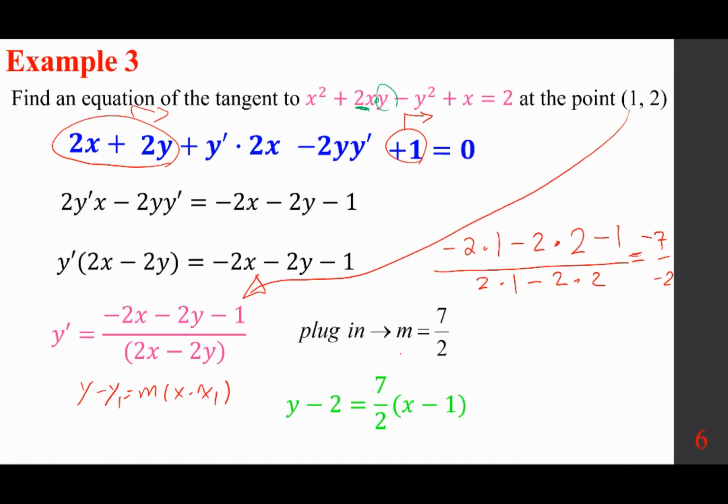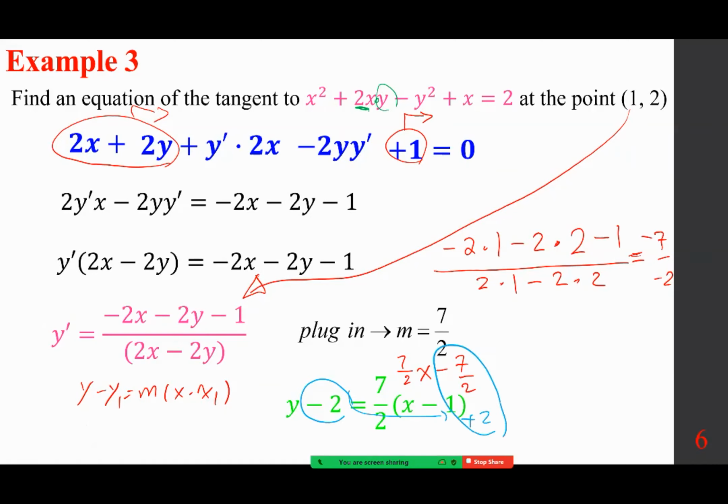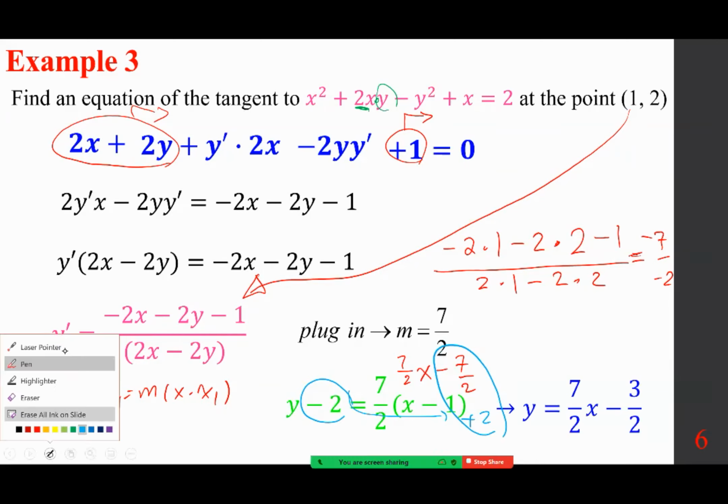And the right side is 7/2 x minus 7/2. And moving the negative 2, we're making it positive 2. And this is the final answer. y equals 7/2 x minus 3/2. And you can double check by plugging in the pair 1, comma 2.